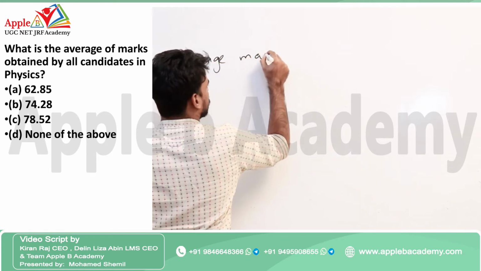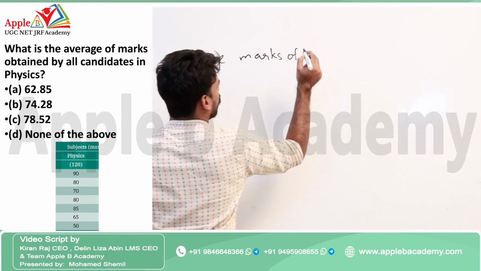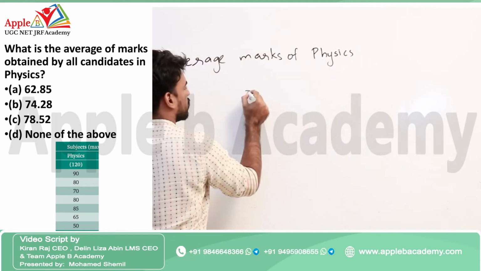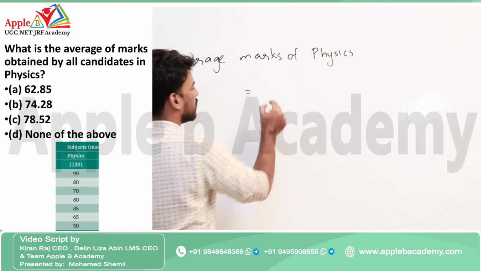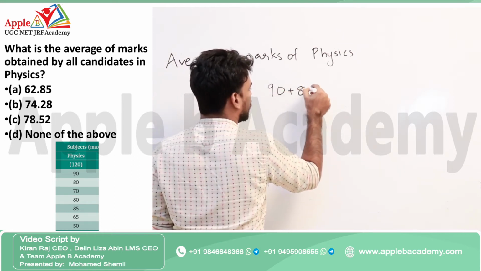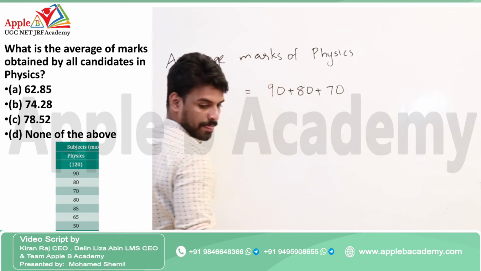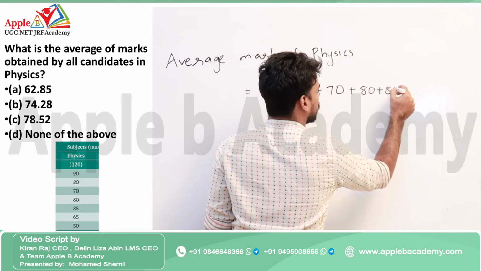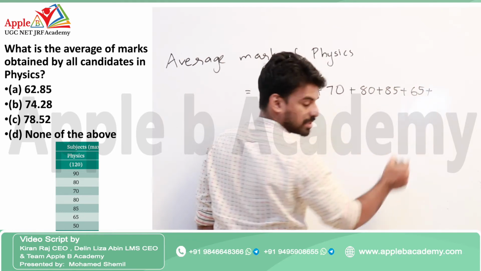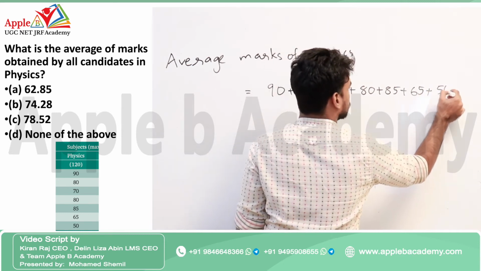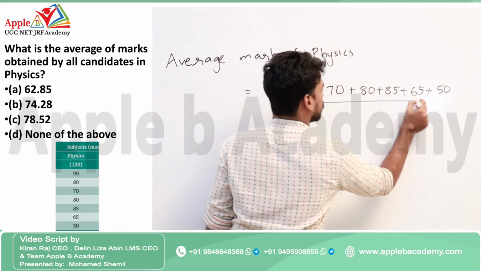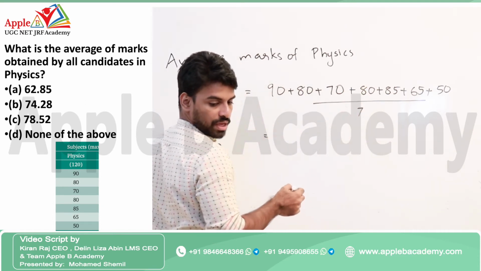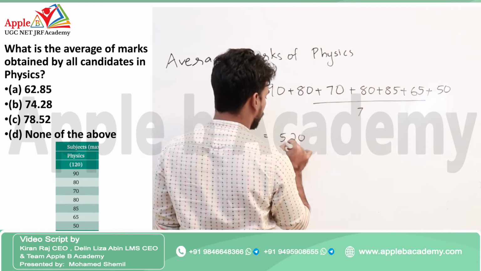Average marks in physics. In the numerator, you take the scores of all candidates in physics and you divide it by the total number of observations. The total marks obtained by all the candidates in physics is 90 plus 80 plus 70 plus 80 plus 85 plus 65 plus 50, and we divide the numerator by 7. The numerator will amount to 520, so you get 520 divided by 7.